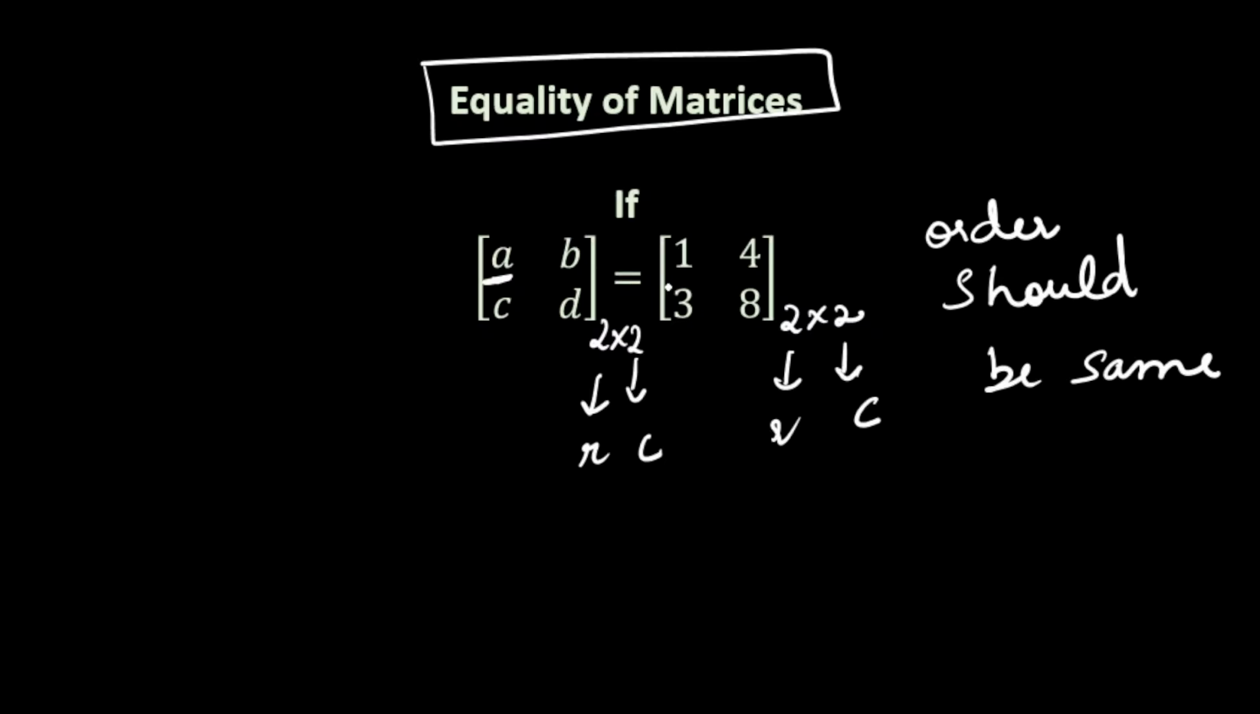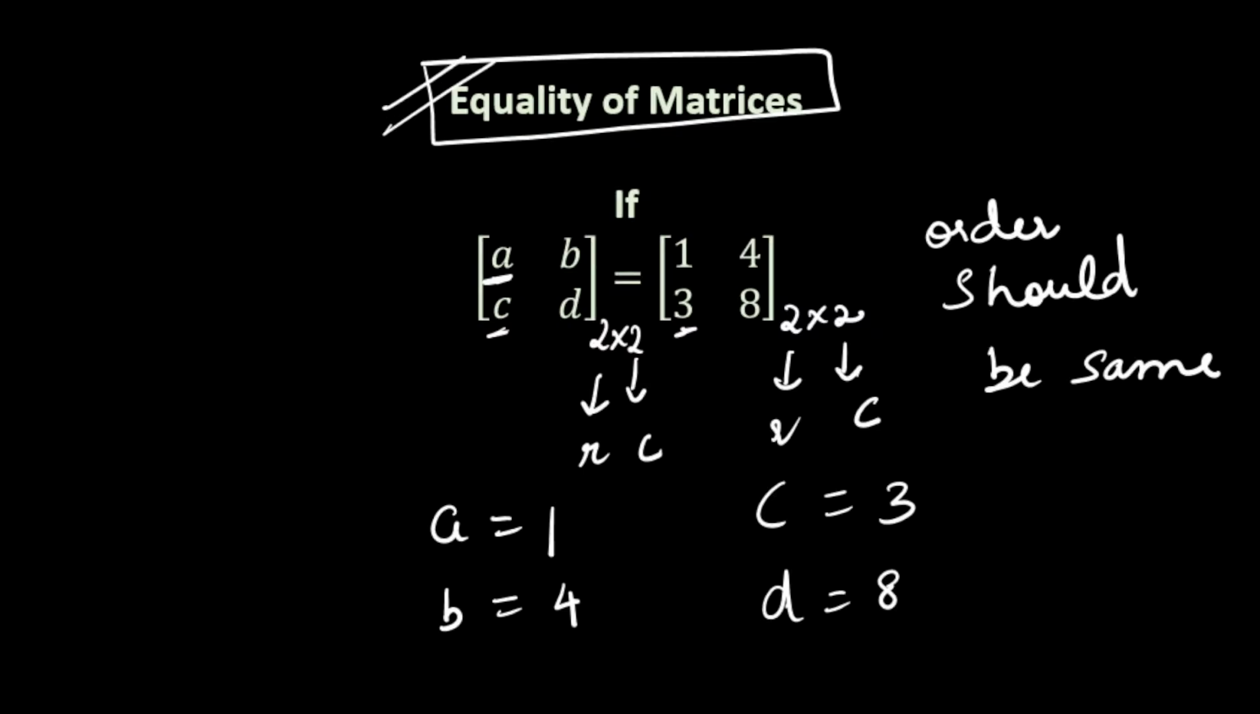If two matrices are equal, then the first element of the first matrix equals the first element of the second matrix, like A is equal to 1. The second element of the first matrix should equal the second element of the second matrix. Then C, if we compare here, will be equal to 3. This is the first element of the second row, and D is equal to 8. This is the second element of the second row. So corresponding elements will be equal if two matrices are equal.